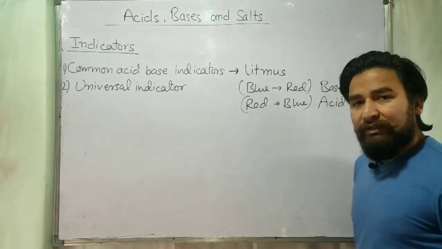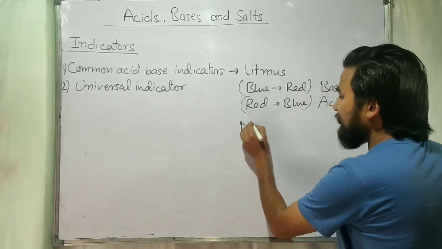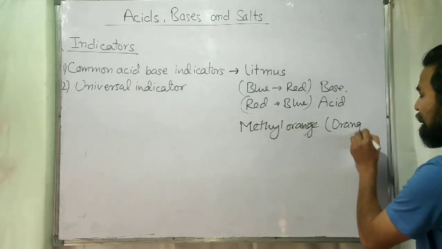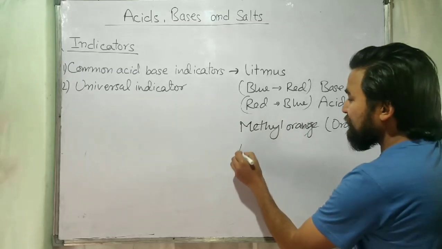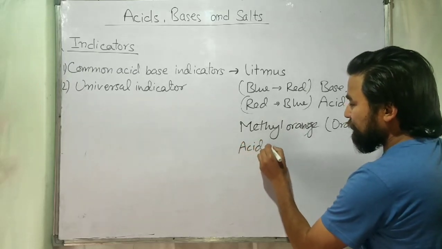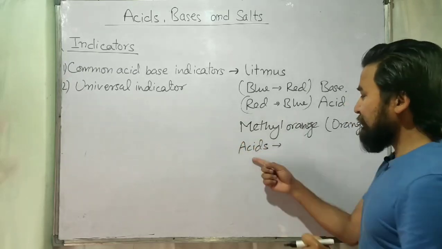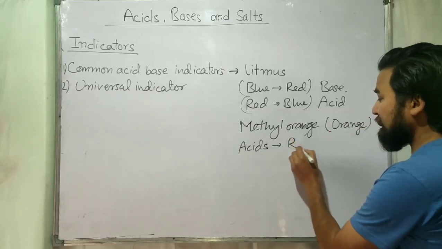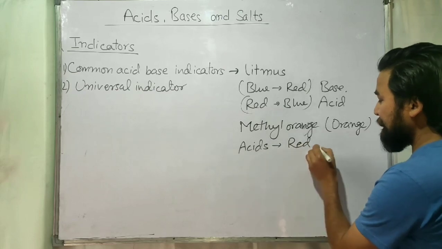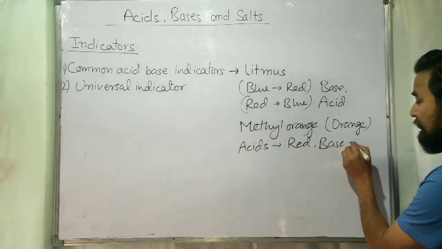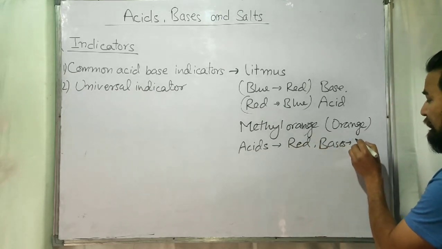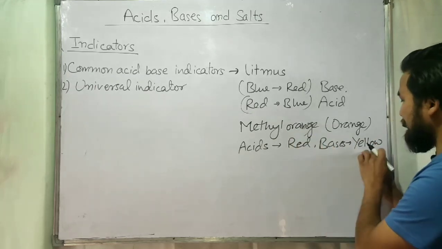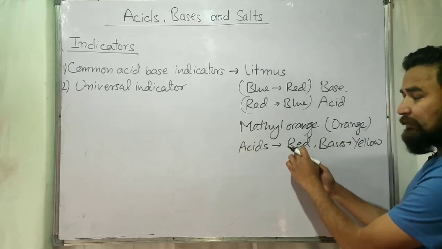Then there are so many other examples like methyl orange. The natural color of methyl orange is orange, and acids make methyl orange red, and bases turn methyl orange yellow. So remember, with bases it becomes yellow, with acids it becomes red.